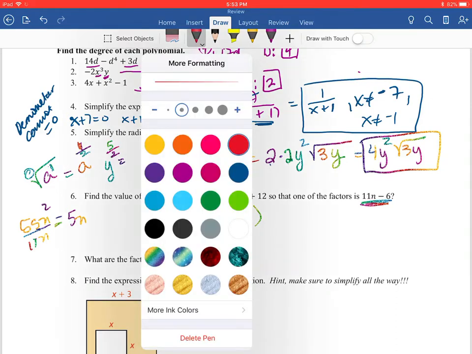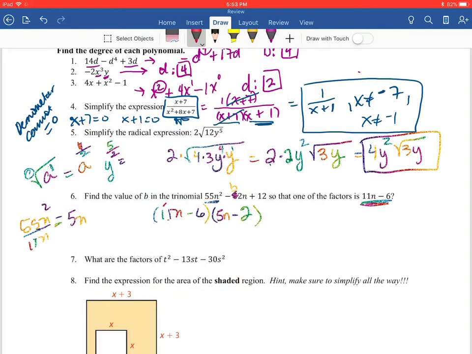Now I found my two factors. Now I'm going to need to FOIL. So I'm going to do 11n times 5n. That will give me 55n squared. 11n times 2 will give me minus 22n. Negative 6 times 5n will give me negative 30n. And negative 6 times negative 2 will give me positive 12.